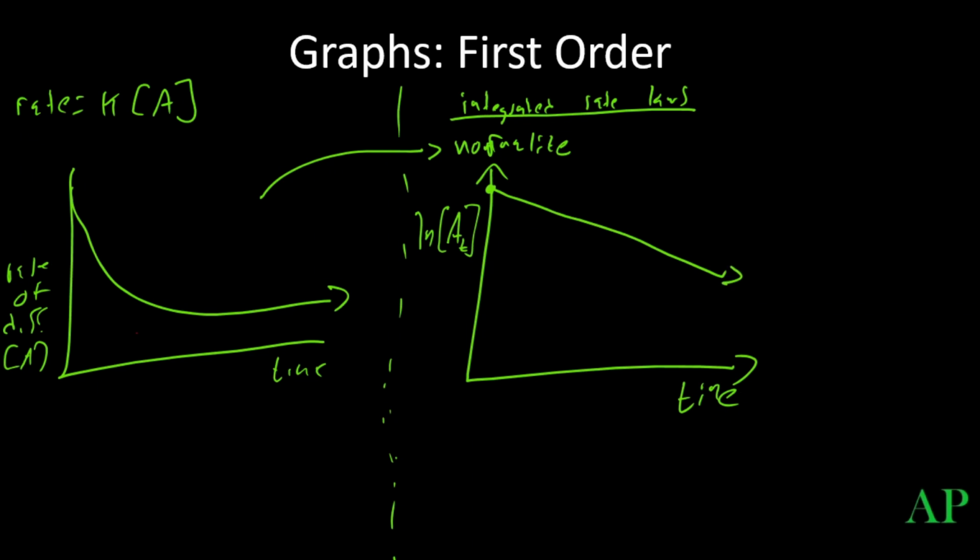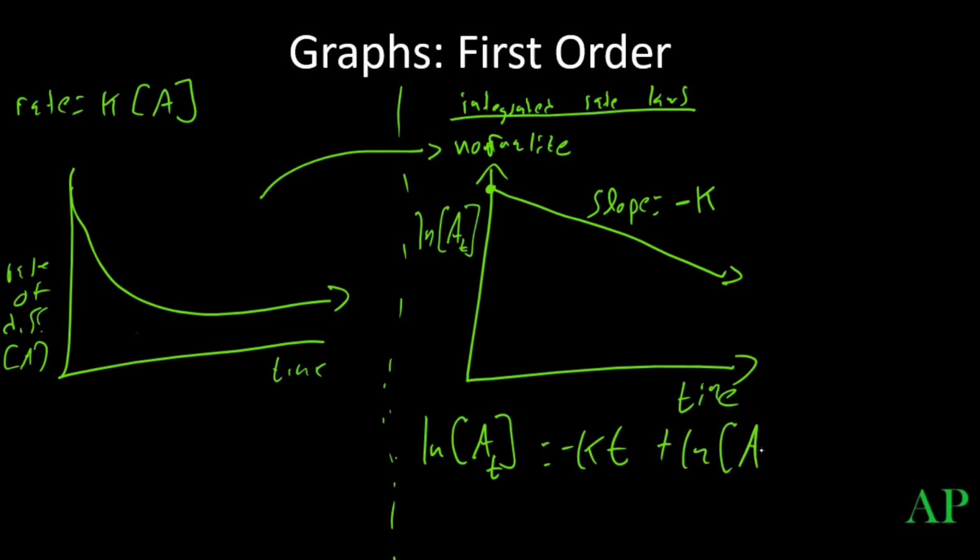Now we have a straight line that came from the same data set that governs this graph. In this case, the slope of this line is going to equal negative k. And the integrated rate law is written as follows. The ln of your concentration at any given point in time is going to equal negative kt plus ln of the concentration of A naught, which is always your initial concentration. And it will look as follows.